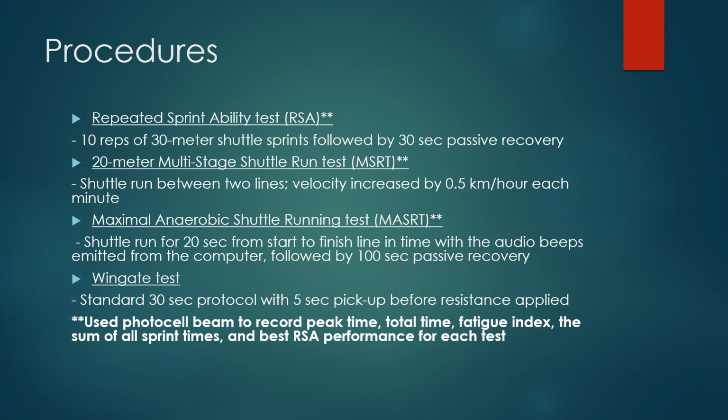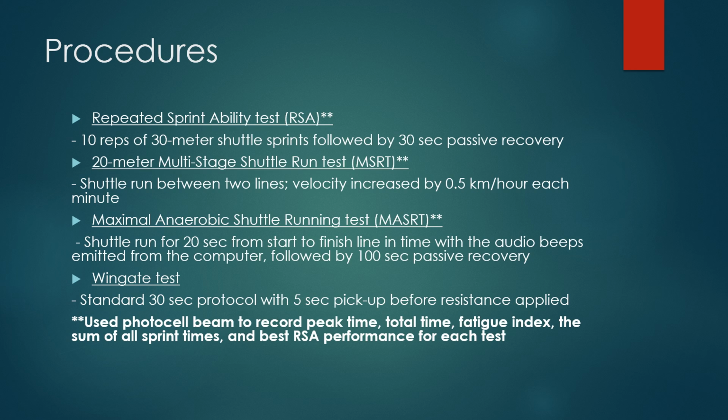Okay, so let's go over the 4 tests that the participants completed. First was the standard repeated sprint ability test. So this kind of falls under that definition we talked about earlier, but they completed 10 repetitions of a 30-meter shuttle sprint, followed by a 30-second passive recovery. So a very short work period, followed by a very short rest period.